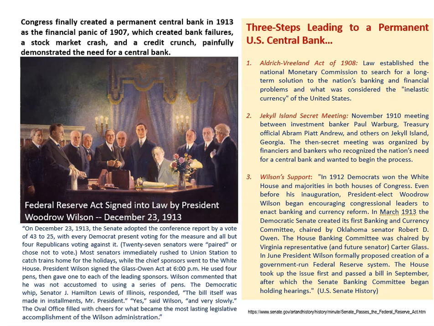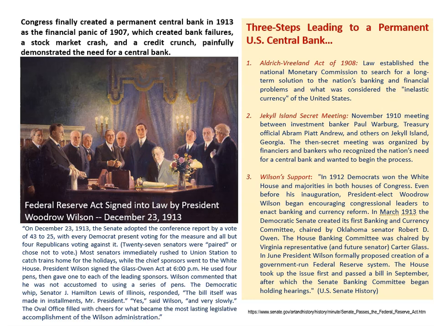The first of the 3 steps towards a permanent central bank for the United States started in 1908, when the Aldrich-Vreeland Act became law, and provided for emergency currency issuance because of the 1907 financial crisis. Moreover, it also established the National Monetary Commission to search for a long-term solution to the nation's banking and financial problems, and what was considered the inelastic currency of the United States.